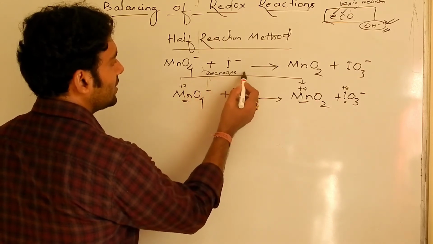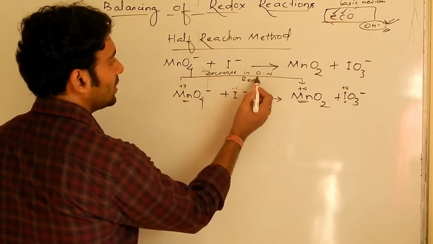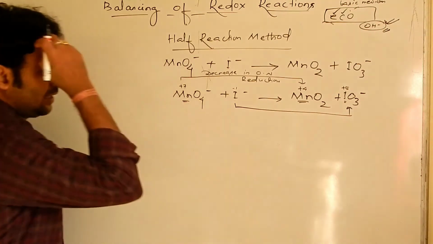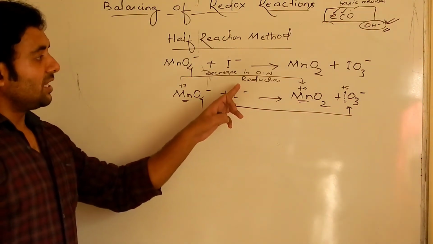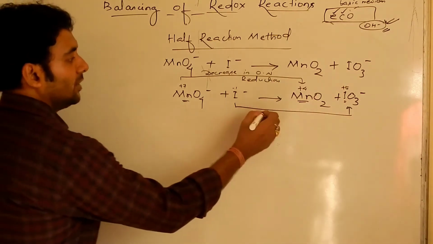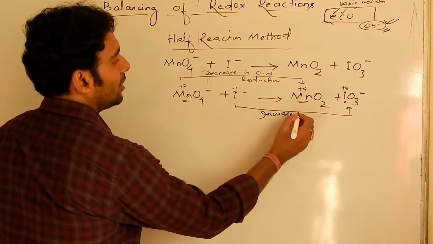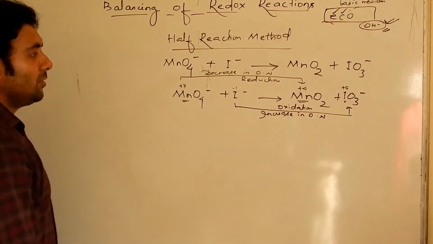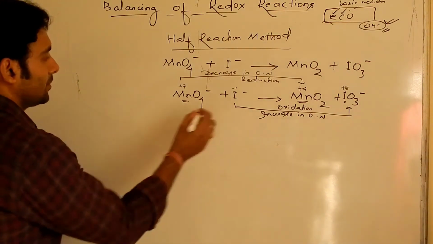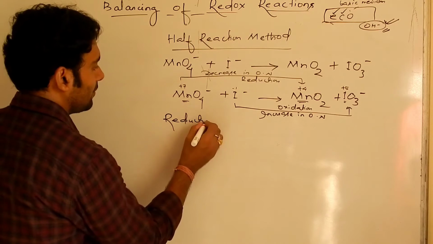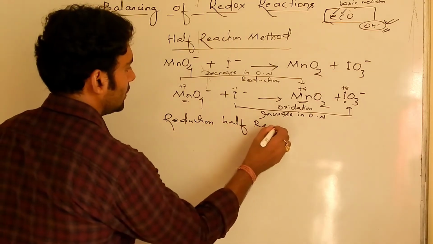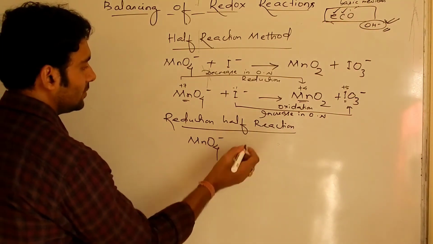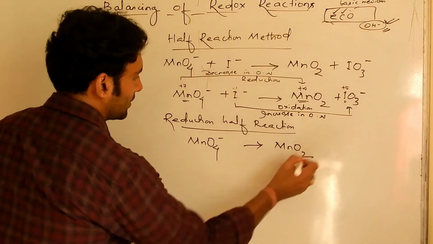As it is a decrease in oxidation number, it is reduction. And easily the other part is the iodine. There is an increase in oxidation number from -1 to +5. So you can write it here, increase in oxidation number, so it is oxidation. Now split these two reactions into two halves. The first half is, let us say, the reduction half reaction. The reduction half reaction is permanganate ion changes to manganese dioxide.